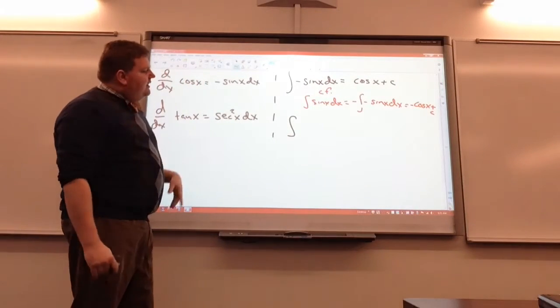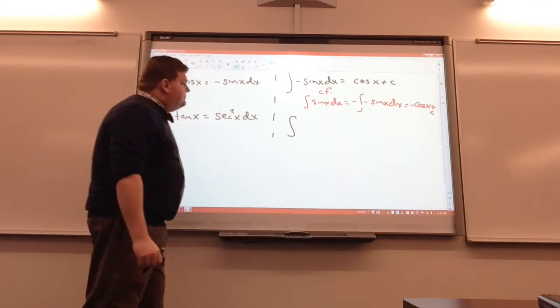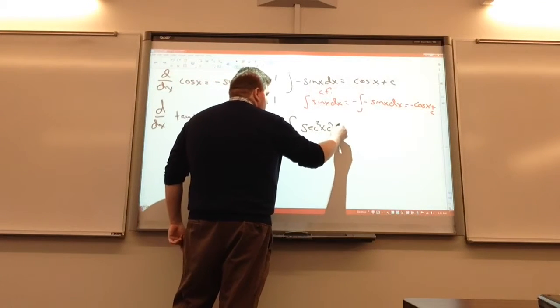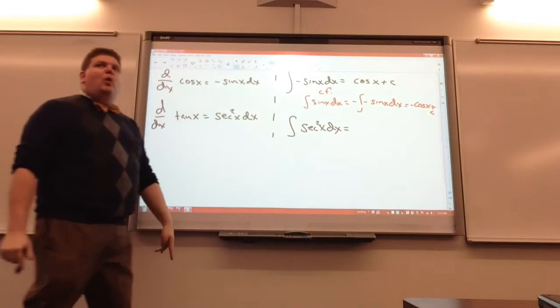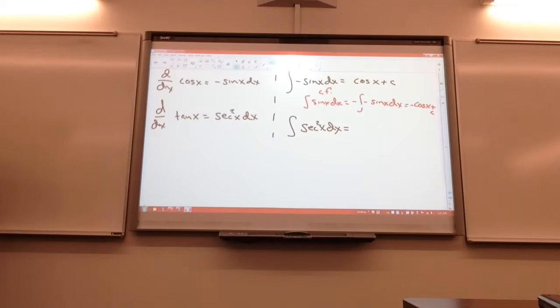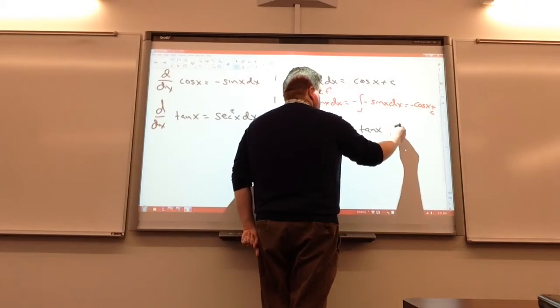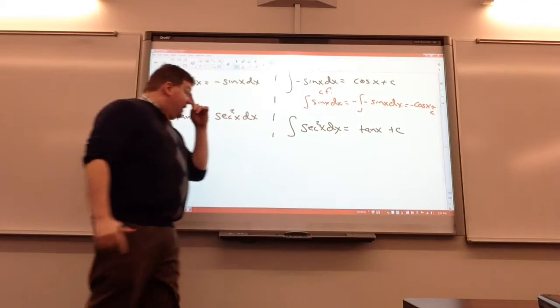However, I do want to illustrate that there is this relationship here. If I did the integral of the secant squared of x dx, it should be equal to what? Tangent of x plus c. Okay? Again, this is something I want to stress.